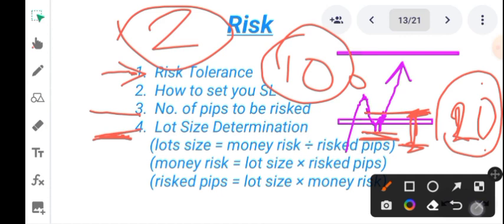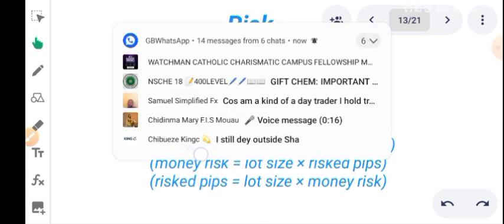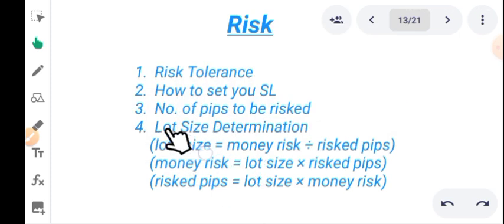Now this is the formula. I believe that is clear. I'm going to explain it better when we get to the chart. This is the formula that I've put together for us to use whenever calculating our risk. Now, lot size determination. Look at your lot size determination.